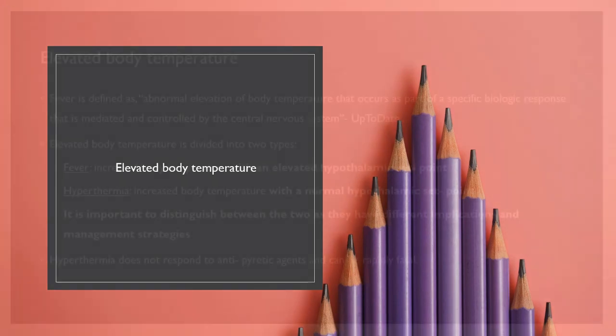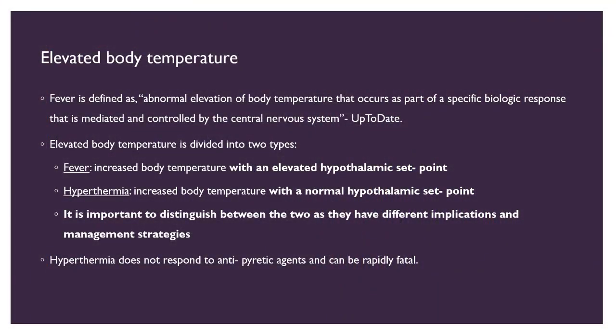Now, elevated body temperature. This term encompasses two definitions. We have fever and we have hyperthermia. Both are not the same thing. As a matter of fact, they have a completely different pathophysiology and completely different management. So let's start off with fever. Fever is defined as an abnormal elevation of body temperature that's occurring in response to a specific biological reaction or trigger which happened in the body. And fever is mediated and controlled by the central nervous system.